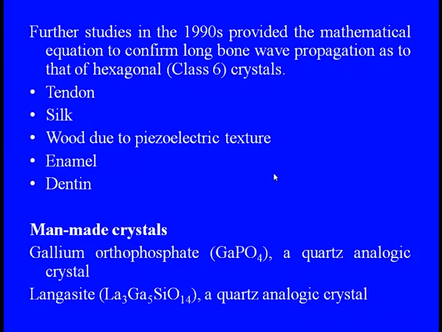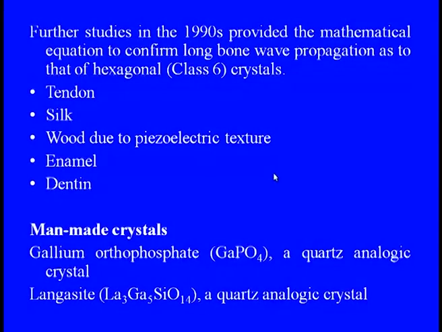And when we go towards the man-made crystals, the second category, we can say gallium orthophosphate, GaPO4, is one of the best quartz analogue crystals.